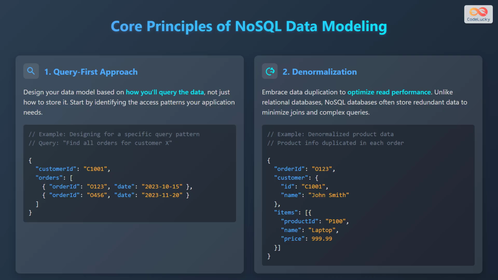Next is denormalization. Embrace data duplication to optimize read performance. Unlike relational databases, NoSQL databases often store redundant data to minimize joins and complex queries. For example, to denormalize product data, you might duplicate product information in each order. Here, the order ID is 0123, with customer details and item details including product ID, name, and price all listed within the same document.